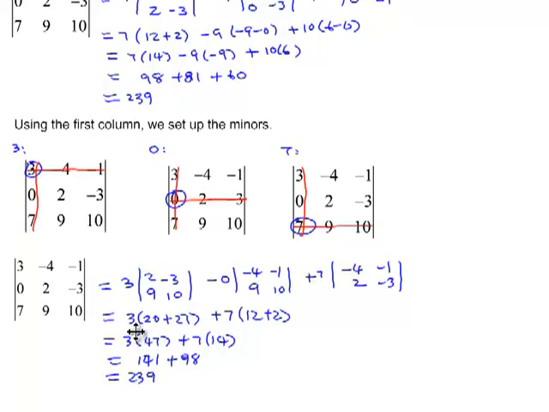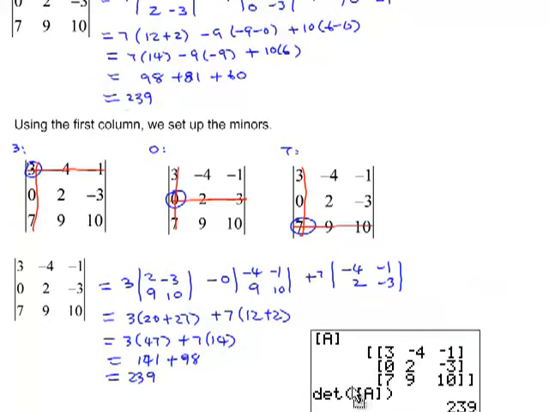Here we go again. 3 times determinant is 2 times 10 is 20, minus a negative 27, so it's a plus. So you have 3 times 47. Hey, second entry is 0. Good news, so you don't need to calculate. 7 times negative 3, negative 4 will give you 12, minus a negative 2 is a plus 2. So 7 times 14 give you 98. Add them up. Here you go, 239.